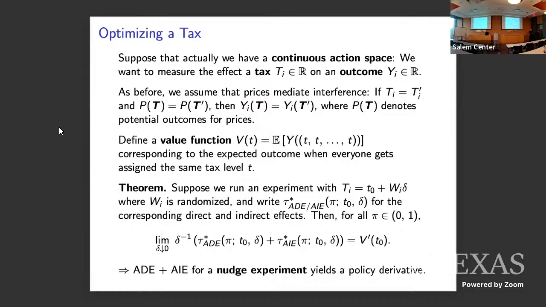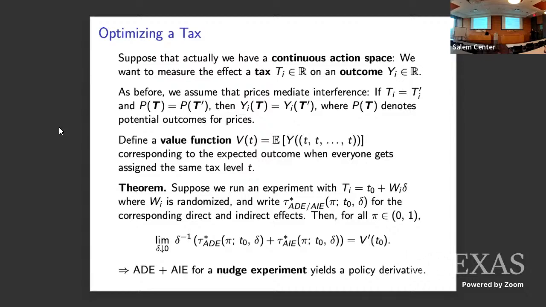You have the same exposure mapping. You care about taxes. You care about your tax rate. You care about market level prices that depend on everyone's price for taxes. If there are two tax schedules that yield the same taxes for you and the same market prices, then you're indifferent between them. And then we're going to define a value function V of t, which would be the expected outcome if everyone were to be exposed to tax rate t. A good tax rate would be t that maximizes the value. And here's how everything we've talked about so far connects to optimizing tax.